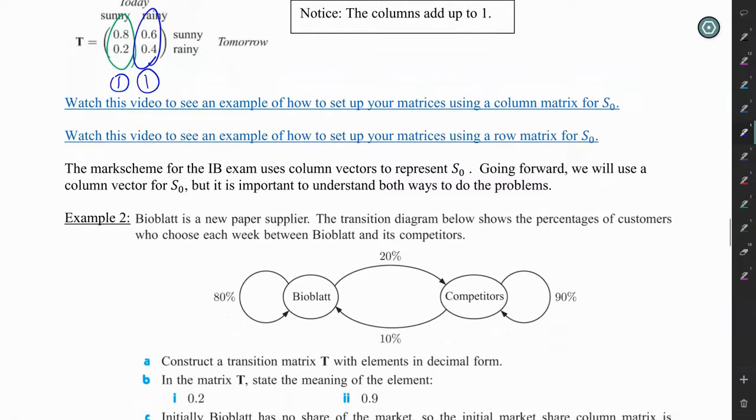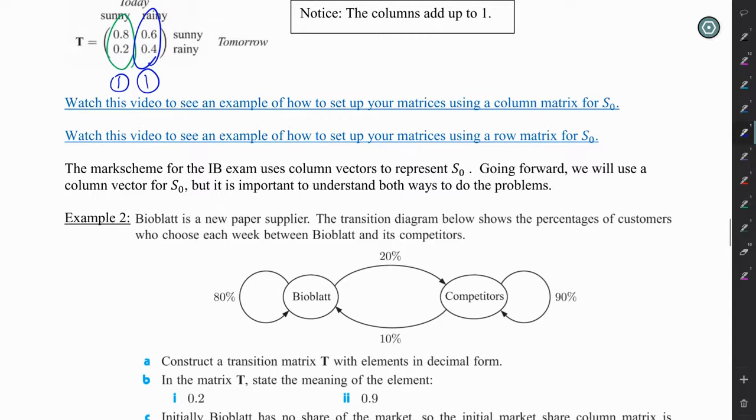So the mark scheme for the IB exam and the curriculum use column vectors to represent S sub 0. So going forward, we'll use a column vector for S sub 0, but it's important to understand both ways to do the problems because through my research, I found it both ways. So you'll use Markov chains in computer science or other math classes that aren't necessarily built on an IB curriculum. So it's important that you're familiar with how to do it both ways. So that's why I wanted to show you the row matrix way. And now we're going to move forward and do the column matrix way.